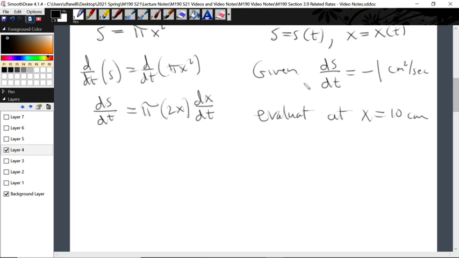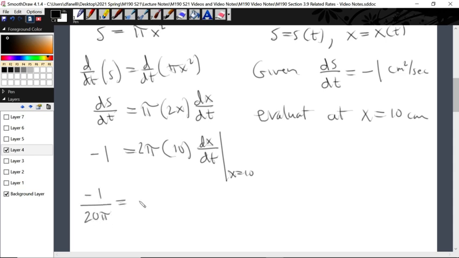Well, dS/dt is that constant negative 1. Pi is constant. 2 is constant. And x, we're inputting 10 for x, and then we're left with dx/dt, now evaluated where x is equal to 10. And that's what we were asked to solve for. So this is 20 pi. Divide that from the other side. So negative 1 over 20 pi is equal to dx/dt when x is equal to 10.